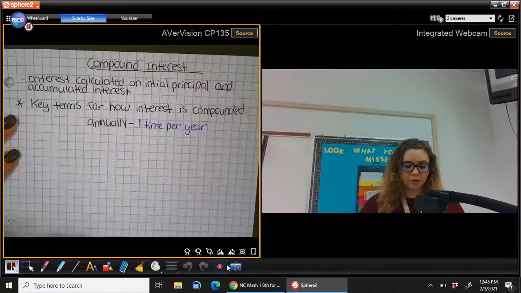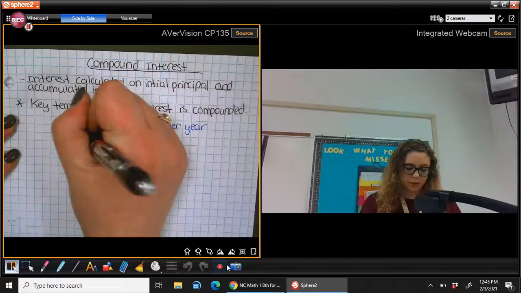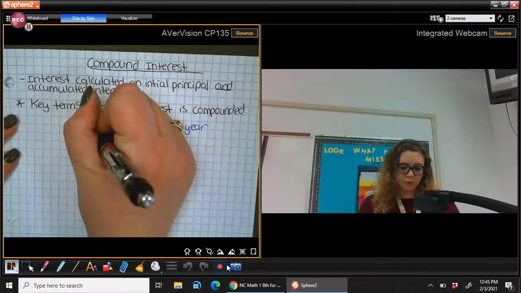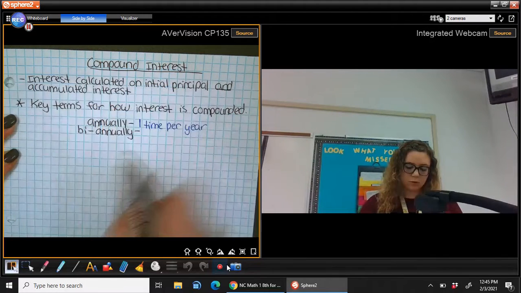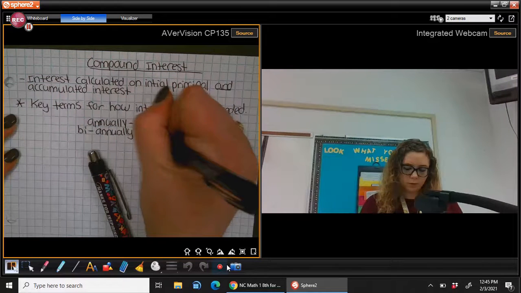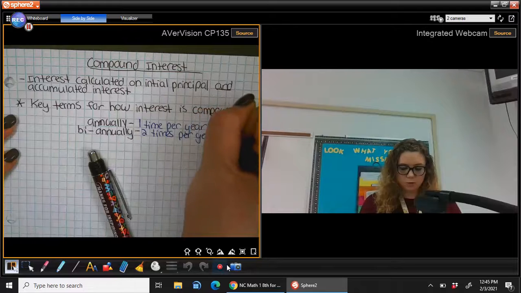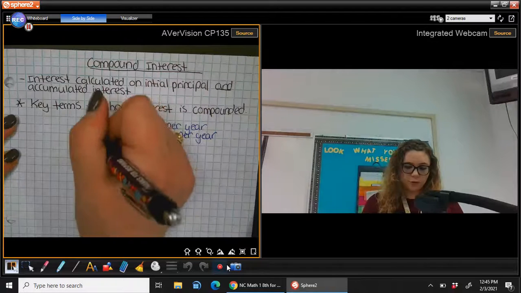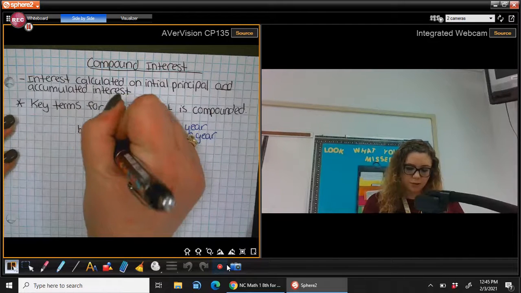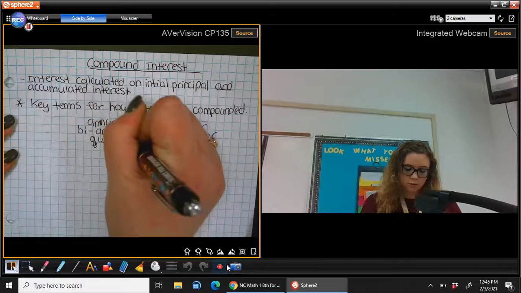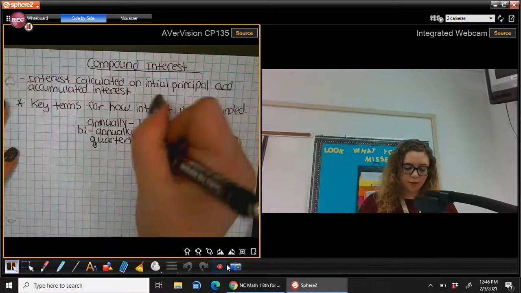Then you have biannually. What do you think bi means? Bi means 2, and annually means 1, so it's going to be 2 times per year. Then you have quarterly. What's a quarter? What do you think that means? That means 4 times a year.